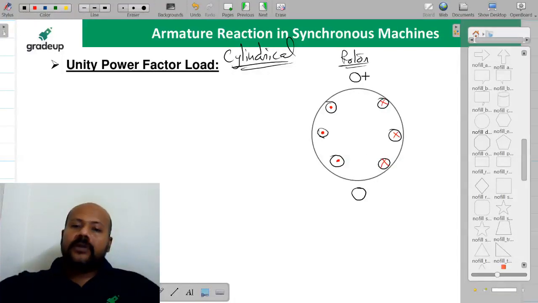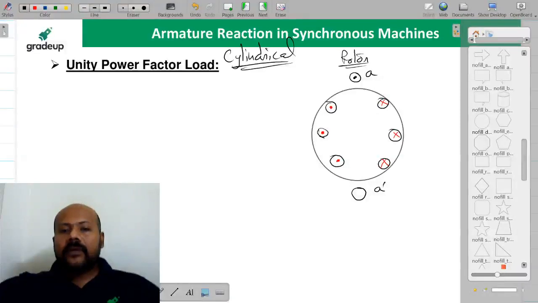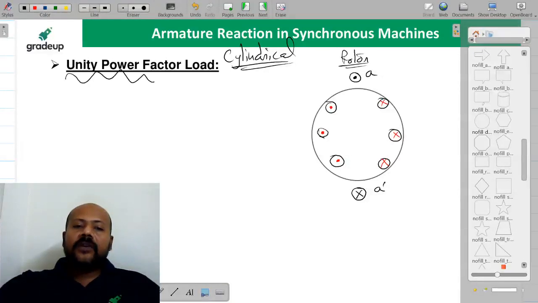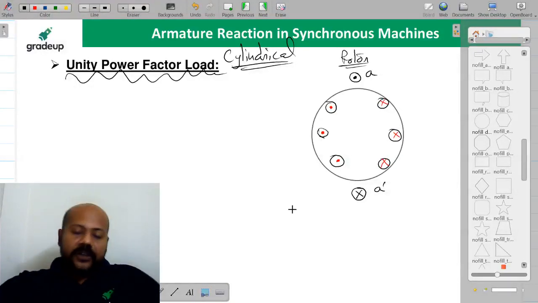Now suppose this we are calling as A and this we are calling as A dash. At A we are having a dot and at A dash we are having a cross. This is the case for the unity power factor load condition that we have discussed earlier.